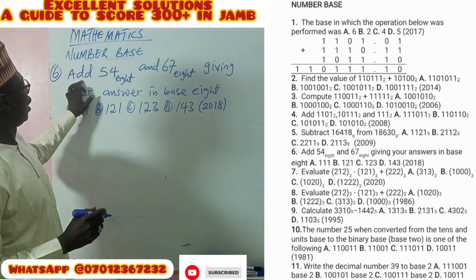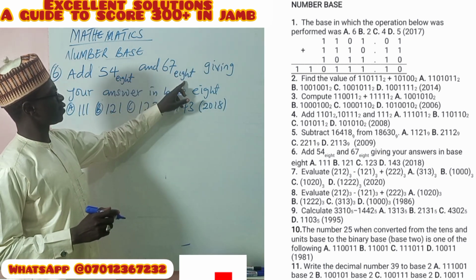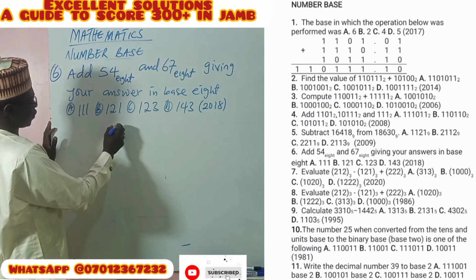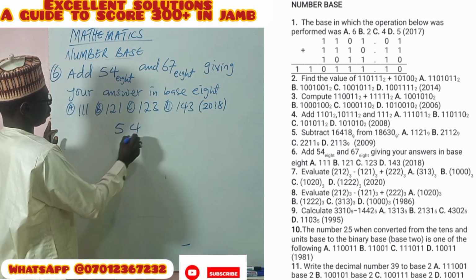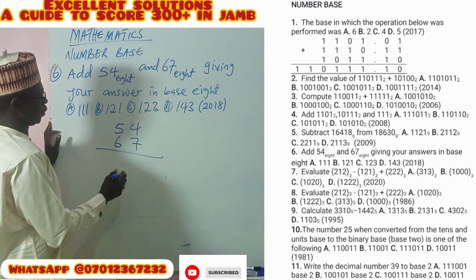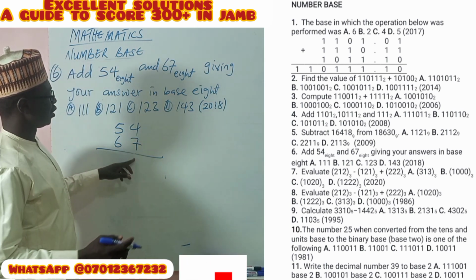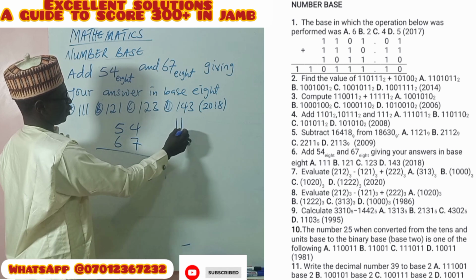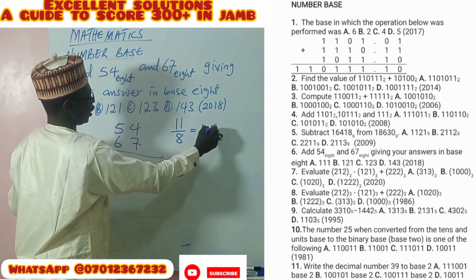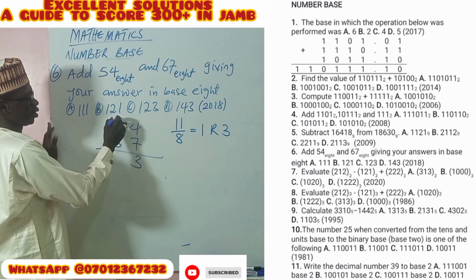Question 6 says add 54 base 8 and 67 base 8, giving your answer in base 8. So if we come here, we have 54 plus 67. 4 plus 7 is 11. So this is 11 base 8. This 11 is the same as saying 11 divided by 8. When we divide 11 by 8, we are going to have 1 remainder 3. So we put this 3 here and take this 1 here, which is in base 8.